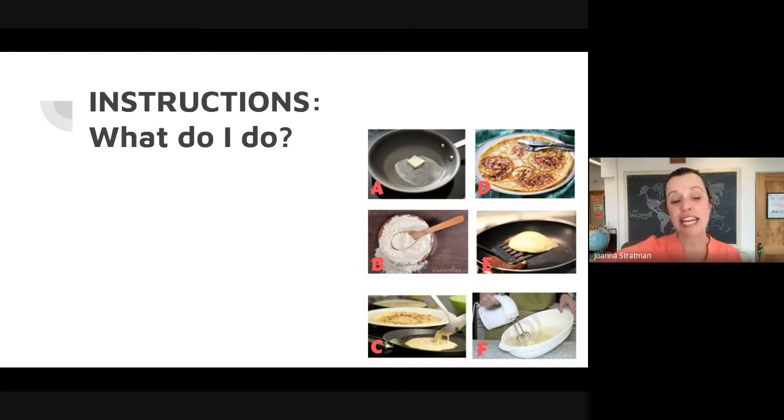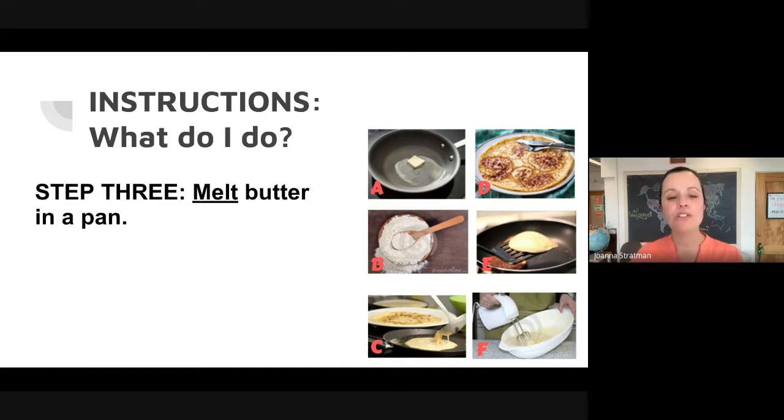Step 3. Melt butter in a pan. What letter shows the picture of melt butter in a pan? If you said A, you are correct. A shows melt butter in a pan.